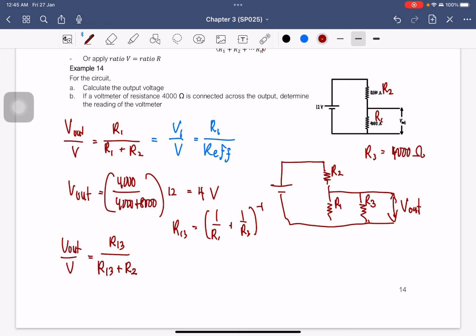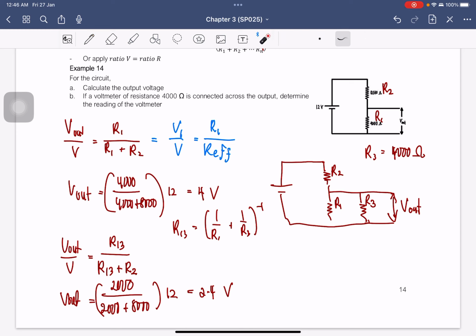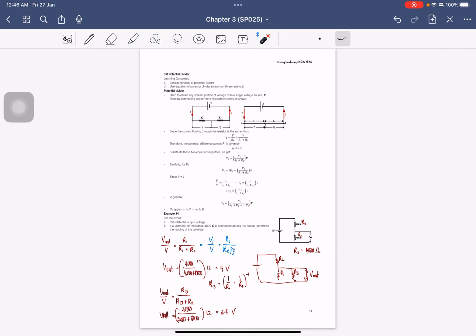Okay, so you just need to substitute into this. So 1 over R1, I'm not going to write it down, but basically you will get 2000 over 2000 plus 8000 times the supply voltage, which is 12, which will then give you 2.5 volt. This is basically how you apply potential divider in the question. Okay, all right, so this is on subtopic number 8.